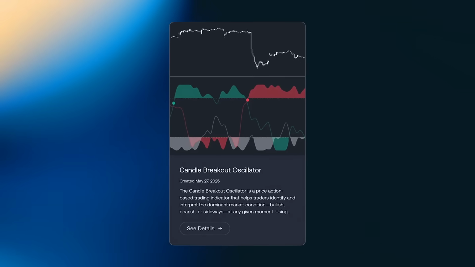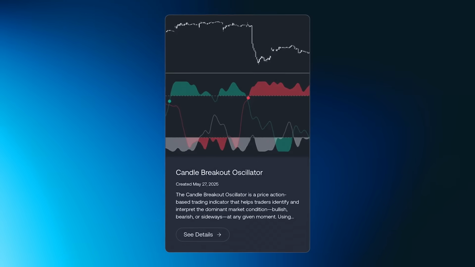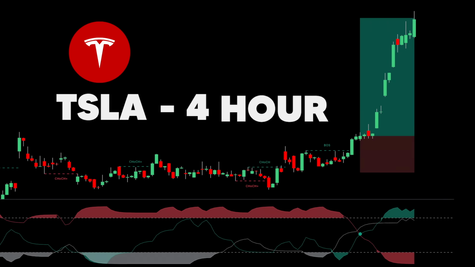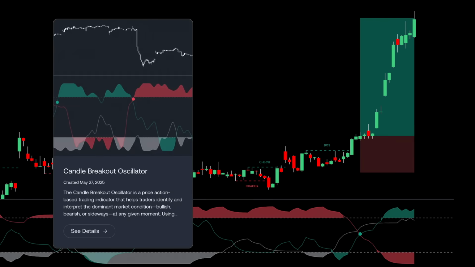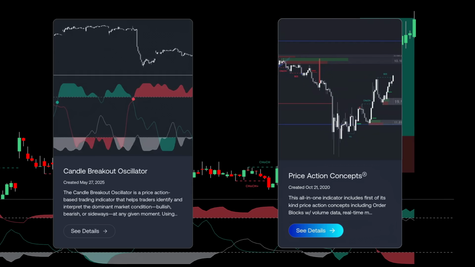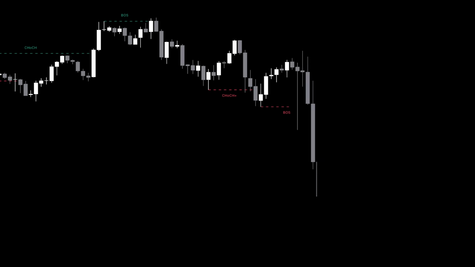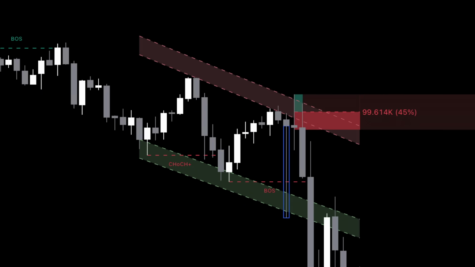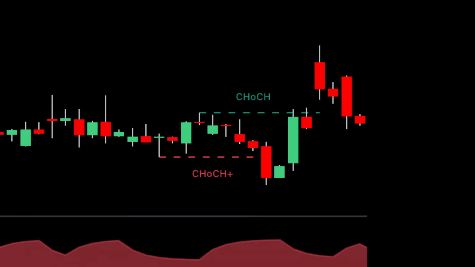Now that we've built a solid understanding of how this indicator works, let's take a look at it in action. In this example, we're analyzing Tesla on the 4-hour time frame. As mentioned earlier, to get the most out of the Candle Breakout Oscillator, it's essential to pair its signals with external confirmations, particularly price action. To do that, we'll add the LuxAlgo Price Action Concepts algo to the chart. This tool doesn't just track structure. It also highlights order blocks, liquidity grabs, chart patterns, and more. But for this case, we're specifically focused on its price action structure analysis capabilities.